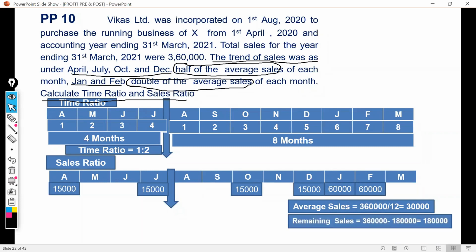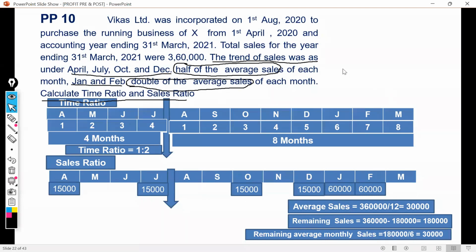Then remaining sales, total sales 360, and we use 15, 15, 30, 15, 45, 15, 60, 60, 120, 60, 180. Out of 360, 180 is minus, then 180 remaining sale, and remaining average monthly sale is 180 divided by 6, 30,000. When we put May, June, August, September, November, and March, 30,000.